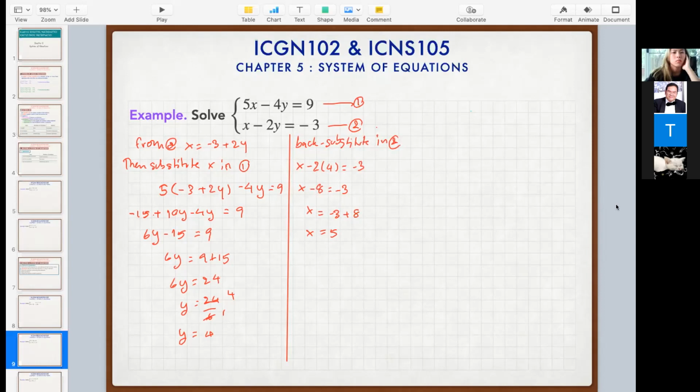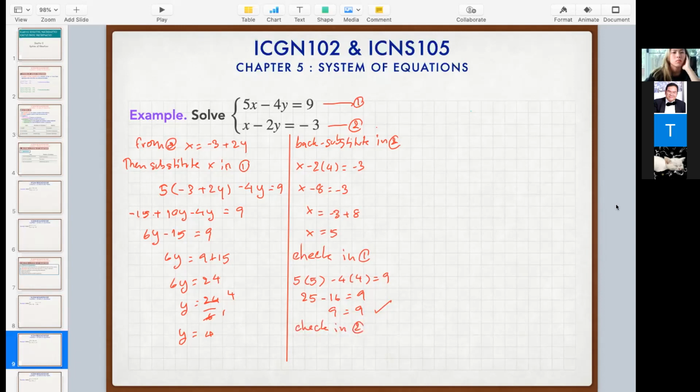Then we check in equation 1 first. 5 times 5 minus 4 times 4 equals to 9 or not. 25 minus 16 equals to 9. 9 equals to 9. That is correct one. Then we have to check in equation number 2.